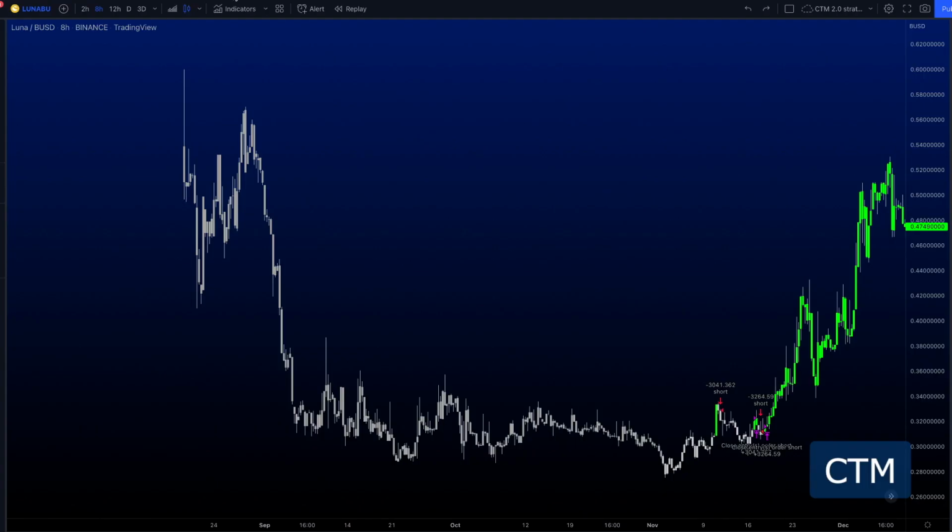I want to start off on this chart of Luna. Luna is obviously fresh in everyone's minds right now. And I want to talk about how using CTM 2.0, what that would have looked like. And first of all, let's start off actually with CTM 1.0 with lines of repair and why this is a tremendous way to trade out of any correction.